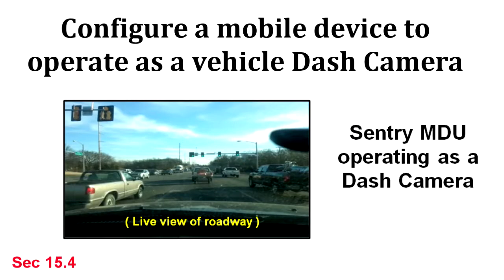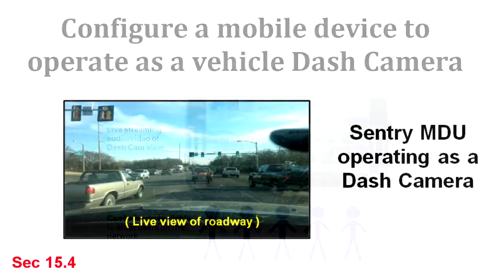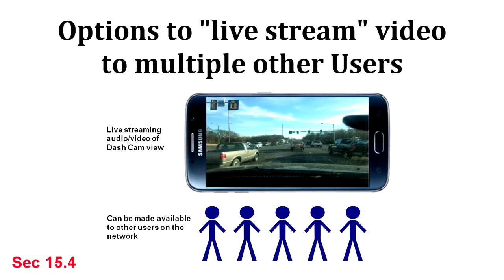Vehicle dash cam. It shows how you can configure a mobile device to operate as a vehicle dash cam. You can send it to one group or a whole group of people, so you have options to live stream video to multiple users.